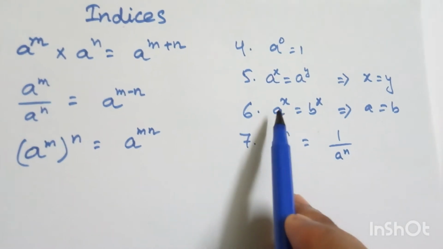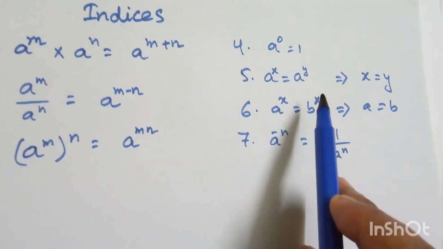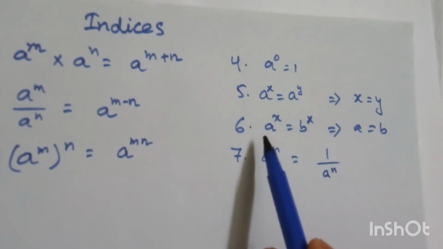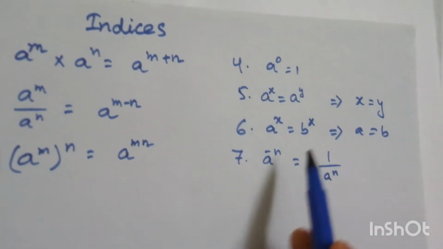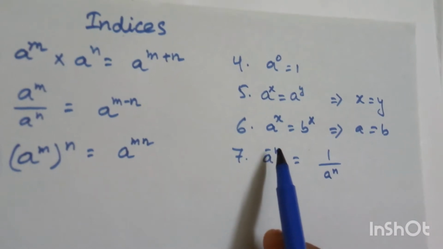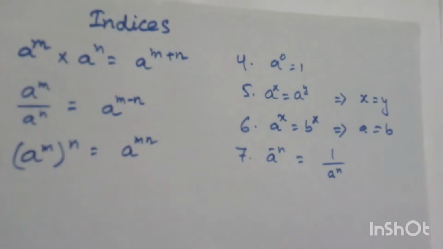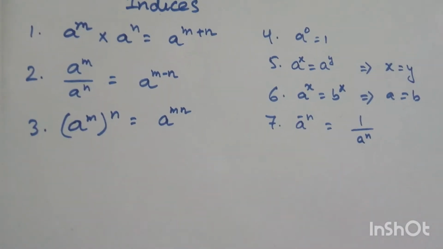Sixth is when a to the power x equals b to the power x, then a equals b. That means when the power is the same, the base will be the same. And this is a to the power minus n equals 1 by a to the power n. Let us take some examples.